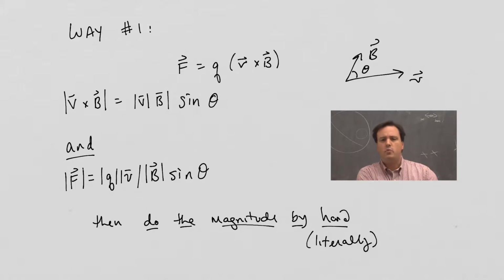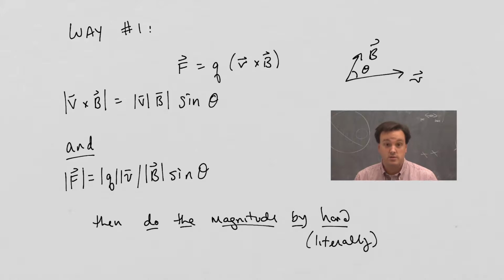Okay, so way number one is the conceptual way of calculating a cross product. So I have my force is proportional to the cross product of v and b, and so I need to calculate what is the cross product of v and b. As with vectors, oftentimes we find ways to do this by first calculating the magnitude of the vector and then dealing with the direction of the vector separately. So that's what way number one is. I'm going to calculate the magnitude of this cross product, and then I'm going to assign direction to it.